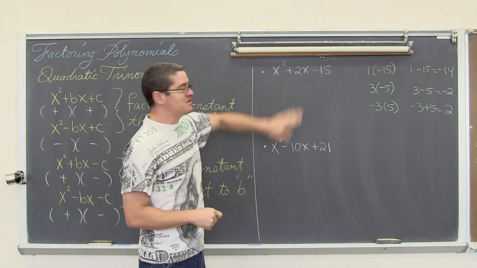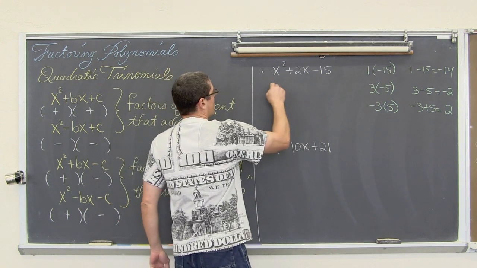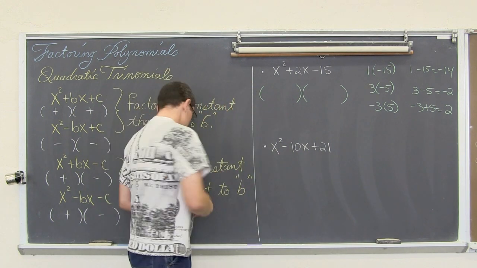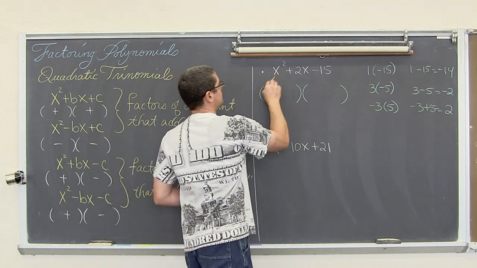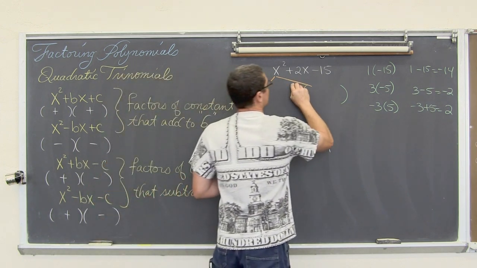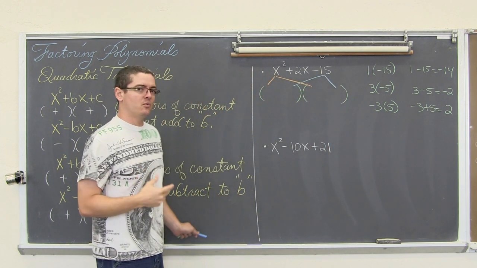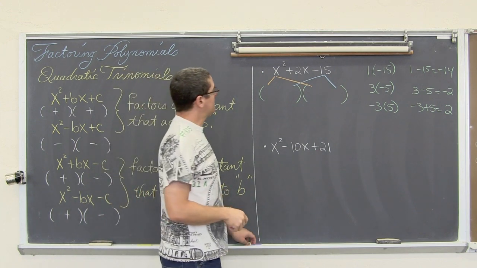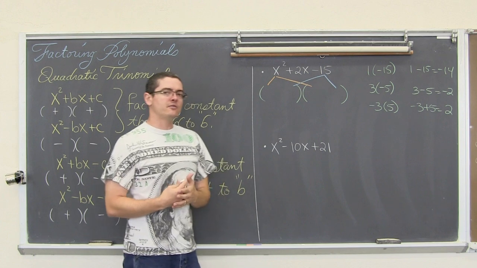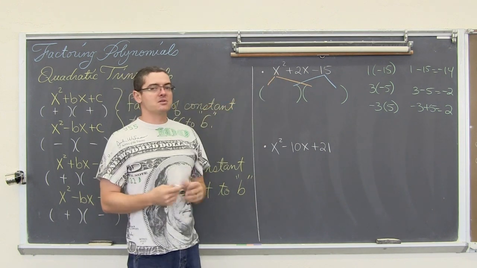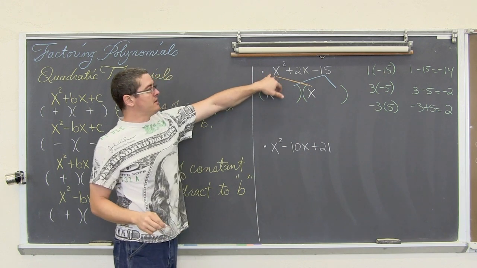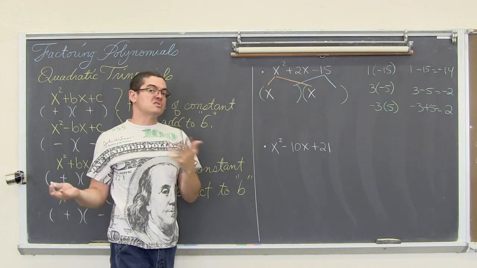So that means that we're going to factor this like this. We're going to have a couple sets of parentheses, and factors of your first term go in the first two blanks, and factors of your constant go in the last two blanks, if you will, of your binomials. And for the factors of x squared, we're just going to square root that first term, as far as the variable is concerned, so we're going to have x and x.